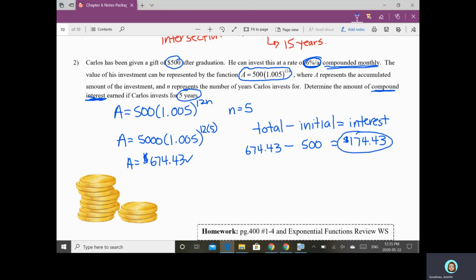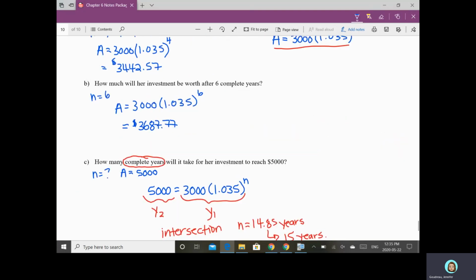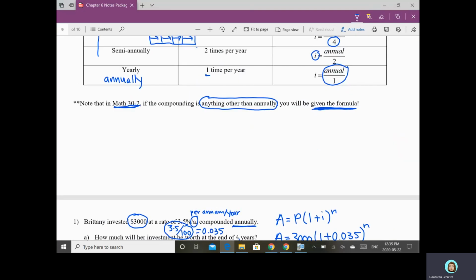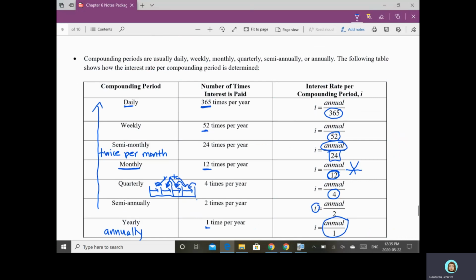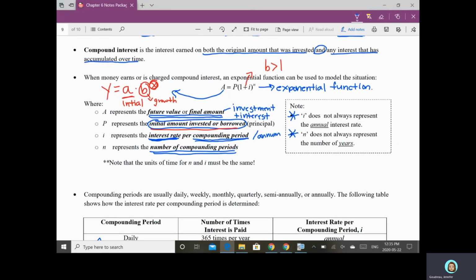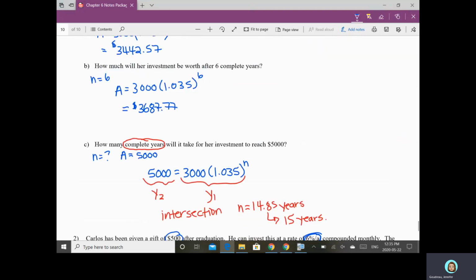All right, so those are the exponential applications for financial or for investment questions. Again, compound interest formula, very much related to the interest formula that we talked about in 6.4. Now it is your turn to go ahead and practice these questions.